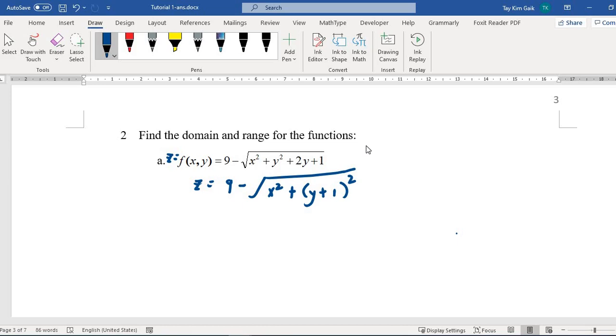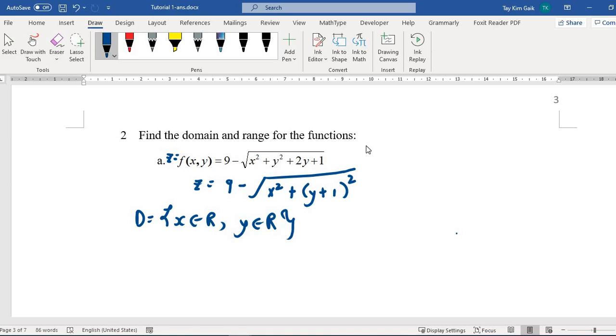Because of the square, if x is a negative value, we still get positive. y negative value, still positive. That's why in this case, x and y have no restriction. They can take negative values, of course positive values, because for the square root we want the value inside to be positive, or can take 0. That's why in this case the domain is actually x is a member of real number, y is a member of real number.